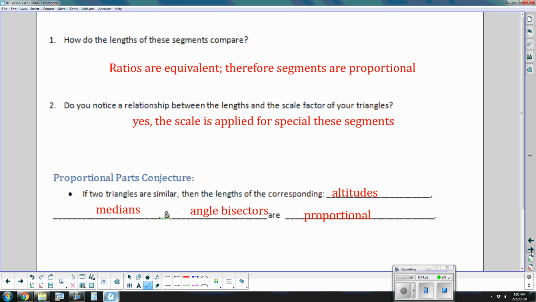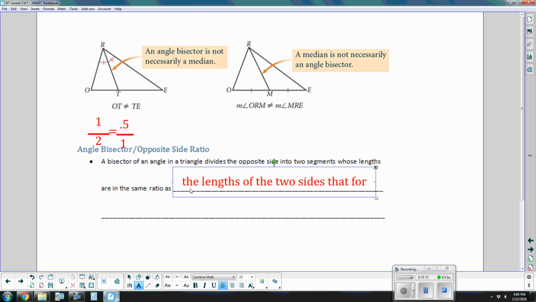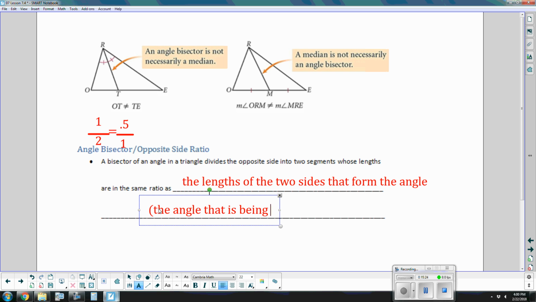So our next conjecture says an angle bisector of an angle in a triangle divides the opposite side into two segments whose lengths are in the same ratio as the length of the two sides that form the angle, or the angle that's being bisected.